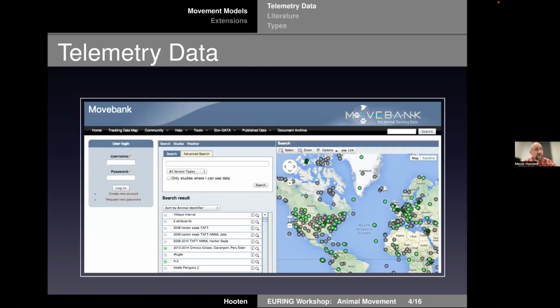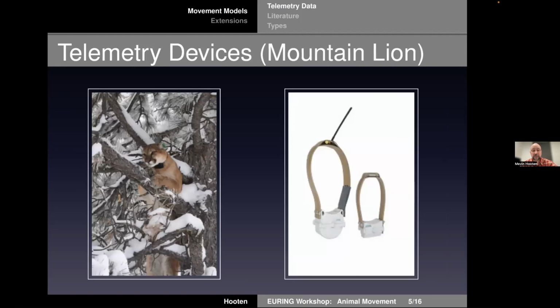So here's what we're talking about, the statistical analysis of telemetry data. That's the key here. Statistics is important, the data portion is important, and we'd like to understand how to use these sorts of data to better understand the life history and ecology of animals. Most of us know that even though Euring is primarily a bird meeting, it's branching out into all sorts of other species. And we know that there's a variety of different ways to collect what I call telemetry data.